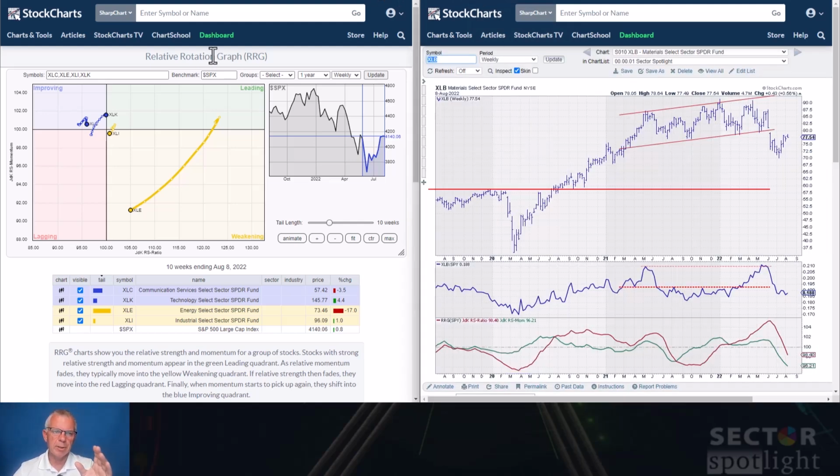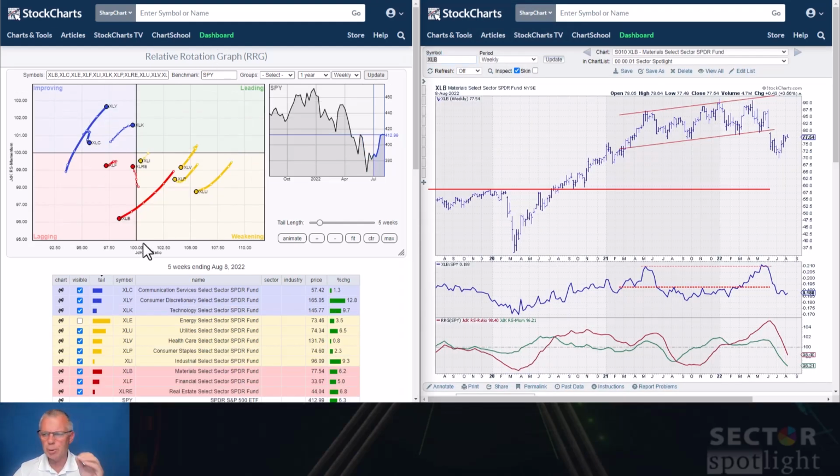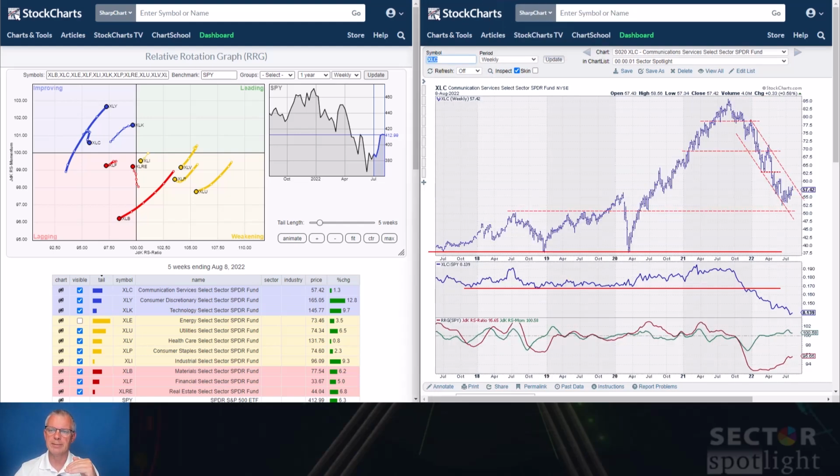So here's materials. As I said, pushing rapidly into the lagging quadrant, and we see that here. That relative strength is rapidly losing strength, and we are making a pullback, but we are running into resistance at the old support levels. So the upside for materials will be quite difficult in the near future, I think.